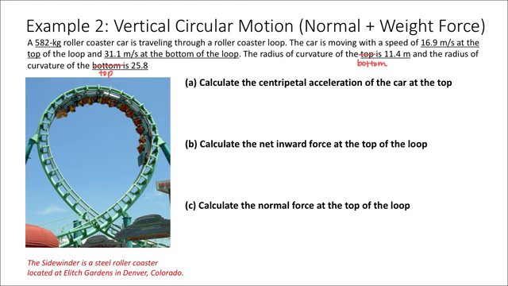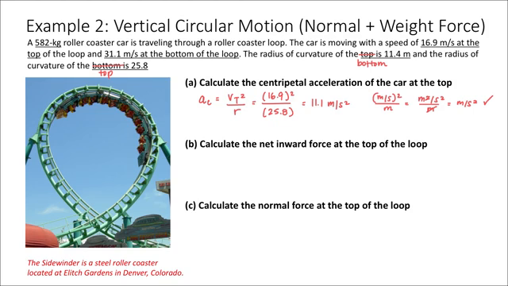The radius of curvature at the bottom of the loop is 11.4 meters, and the radius of curvature at the top is 25.8 meters. In this problem, we'll calculate the centripetal acceleration of the car at the top of the loop, the net inward force, and the normal force at the top of the loop as well. To calculate the centripetal acceleration of the car at the top of the loop, I'll begin by writing my expression for the centripetal acceleration. I was already given the tangential speed of the roller coaster, so there's no need to solve for it separately. Plugging in our values, we'll get an acceleration of 11.1 meters per second squared.